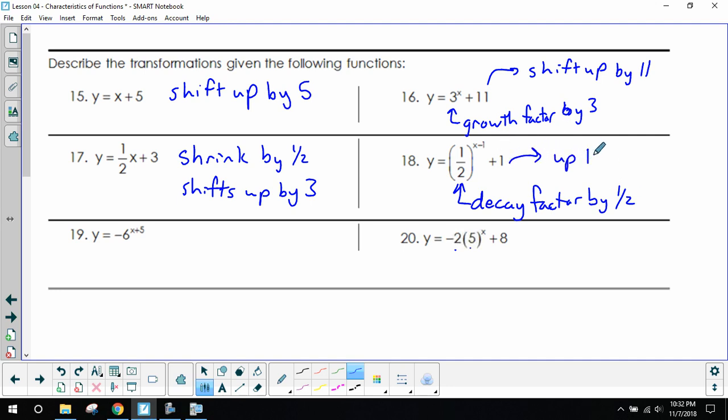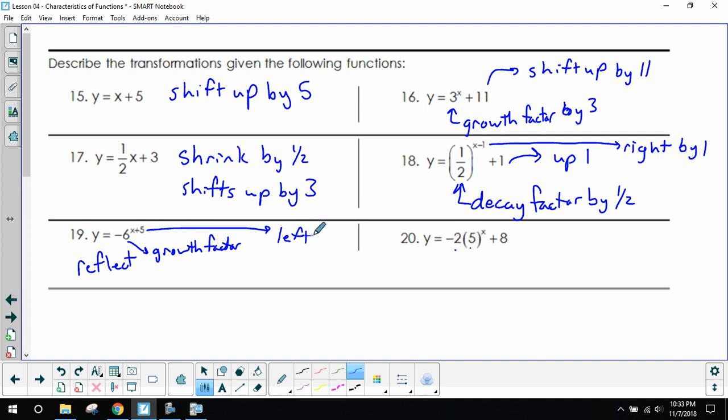We're going to say the 6 is a growth factor. And plus 5 means it goes left by 5. Shoot, we are getting so good at these. Now check out how I'm going to write this one. Reflect. And I also want you to notice something. I'm going left to right, and I'm literally writing each one's job. So the negative reflects. The 2 is greater than 1, so growth factor.